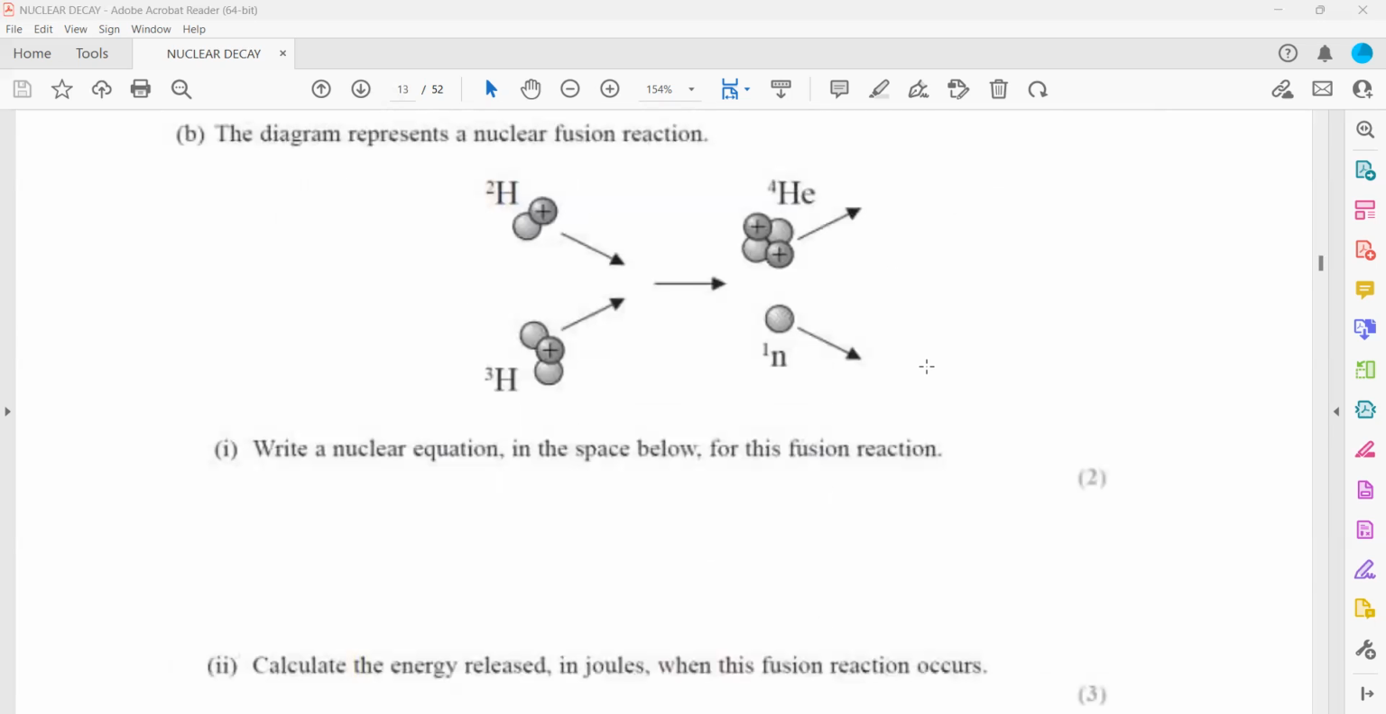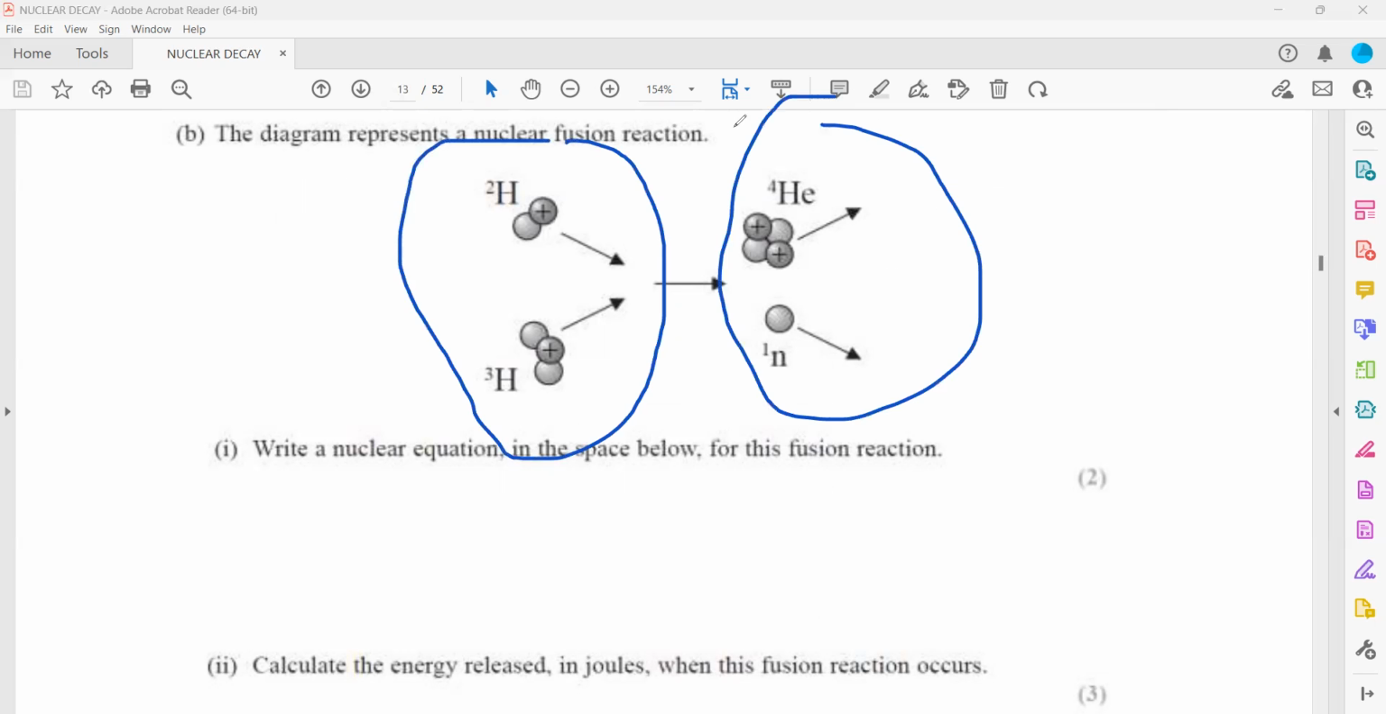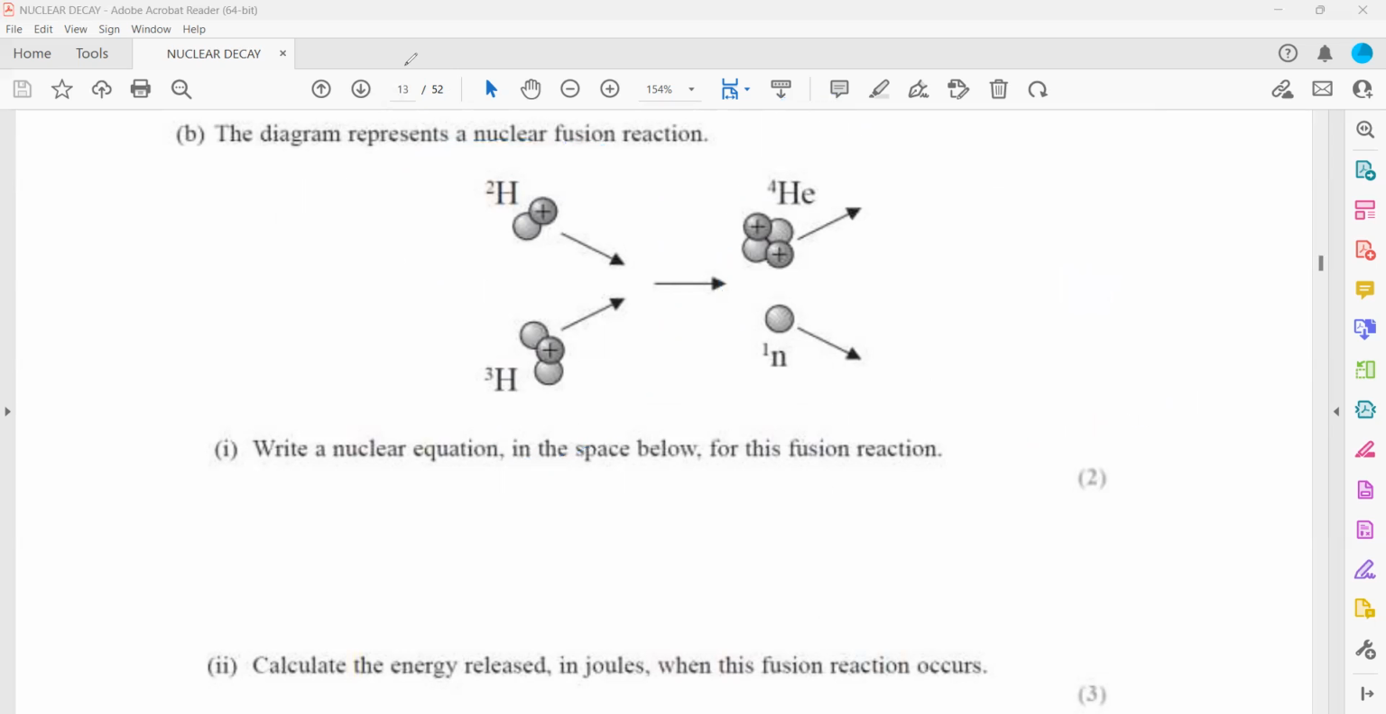So how do we work out the energy release? First, we work out the total mass of the reactants, M1. Then we work out the total mass of the products, M2. We take the difference of the masses to find the mass defect. After getting the mass defect, we use the formula E equals mc squared to find how much energy is released.